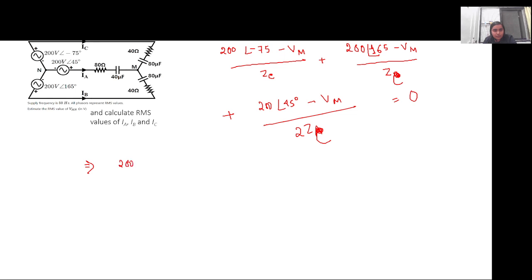So it will be 200 angle 75 minus Vm. We have taken the LCM and taken the ZC to the right hand side and equated to 0, multiplying it with 0. So it will be 200 angle of minus 165 minus Vm, and in this case it will become divided by 2, right? So it will be 100 angle of 45 degree minus Vm by 2. This is fine. So we will take the Vm on the other side and simplify these angles.